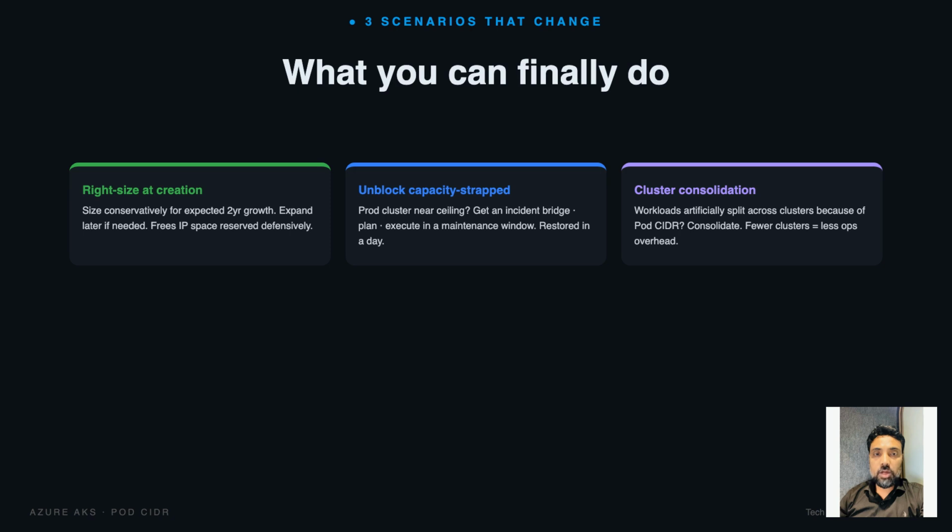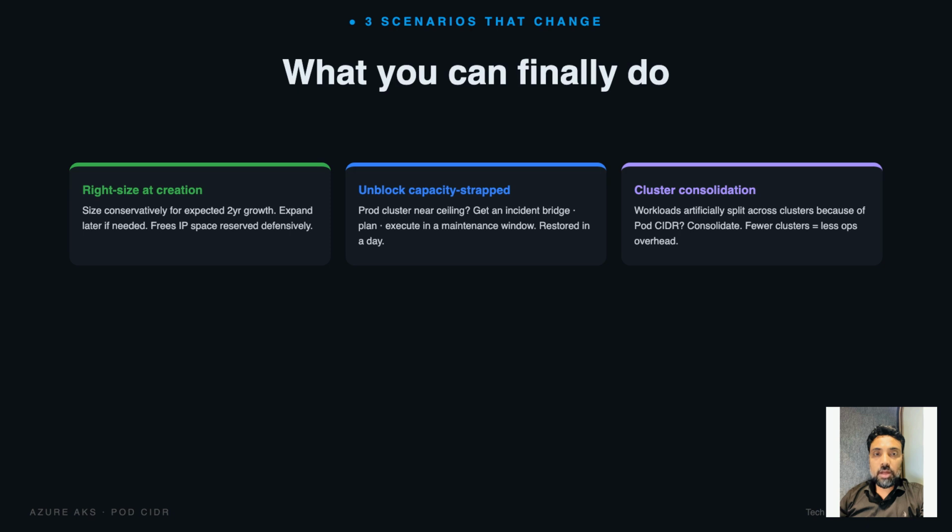3 gotchas to check. Gotcha 1, this is Azure CNI Overlay specific. If you're on classic Azure CNI or kubenet, this GA does not help you. You still have the same migration burden if you outgrow your ranges. Consider migrating to Azure CNI Overlay when planning your next cluster refresh.